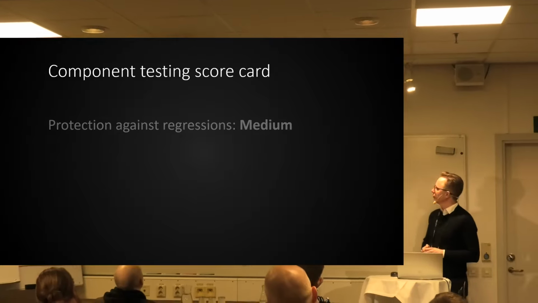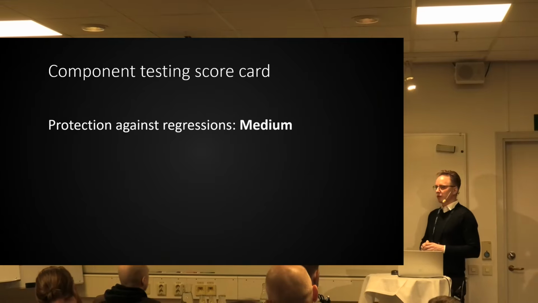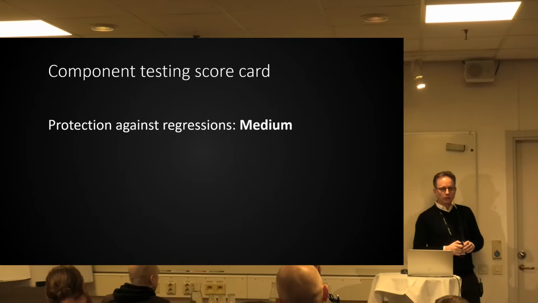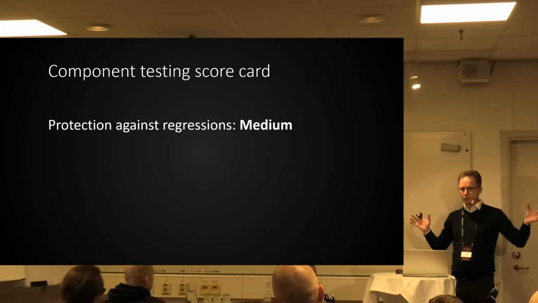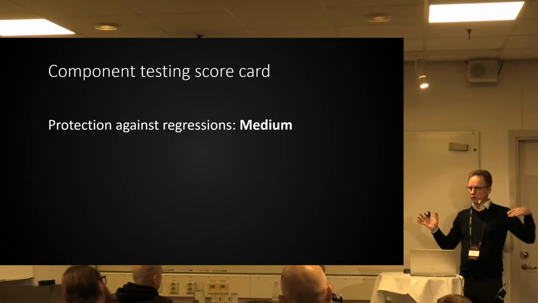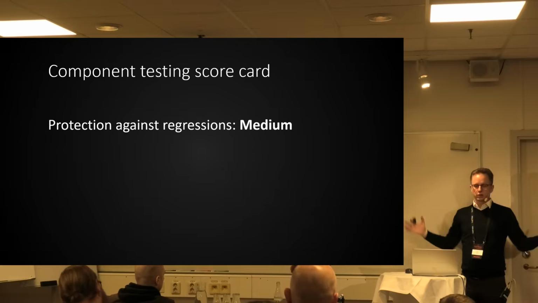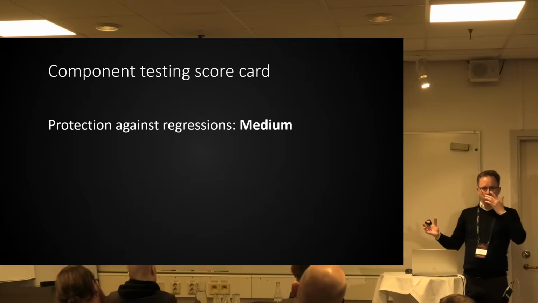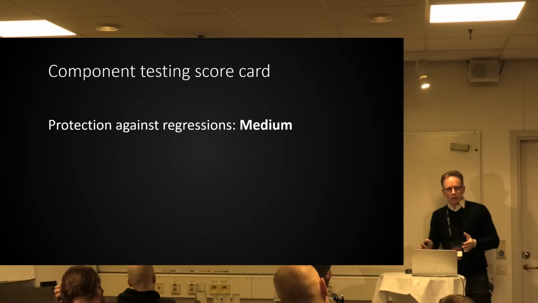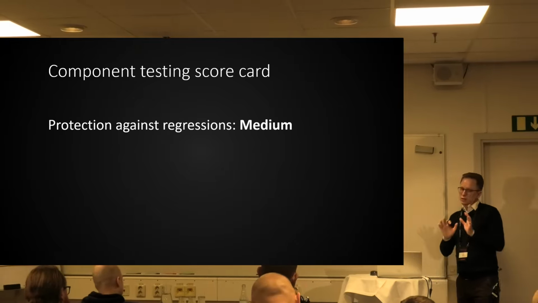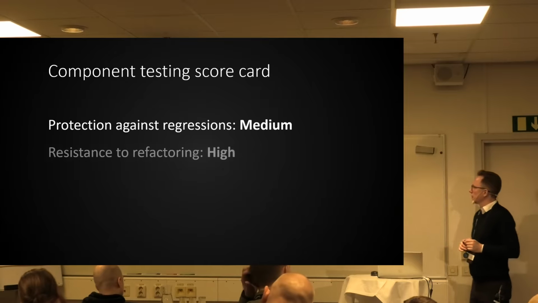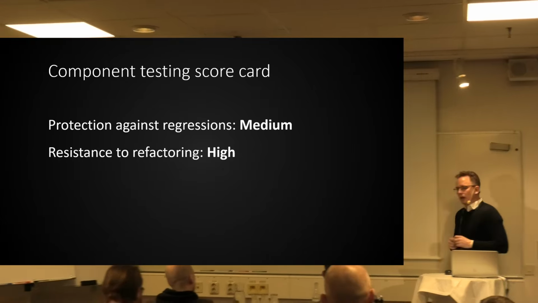So let's look at a scorecard for the component testing approach. Now, protection against regressions. Well, I guess we have to give it a medium, right? Because we are not really high. We don't get to test the JavaScript parts as well. So that certainly lowers the spectrum. You can certainly write a whole bunch of unit tests that cover all the angles, but you're going to have to do a little bit more work. So in comparison to the end-to-end testing scenario we talked about before, it's not going to be the same level, right?